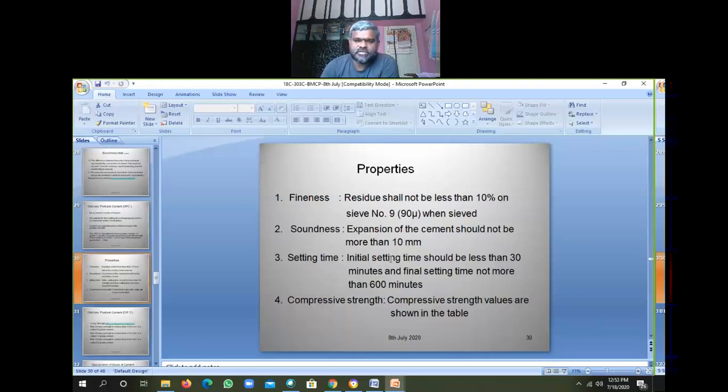These are the final results of cements as per code. Fineness should not be more than 10%. Soundness, meaning expansion of cement, should not be more than 10 mm.